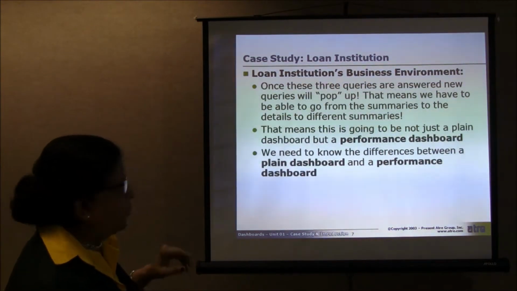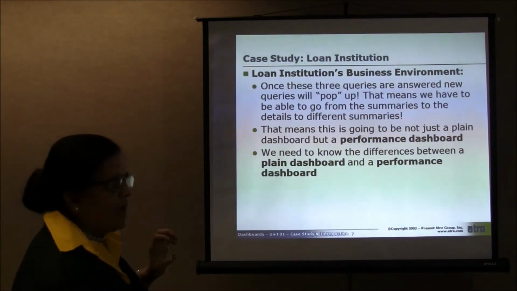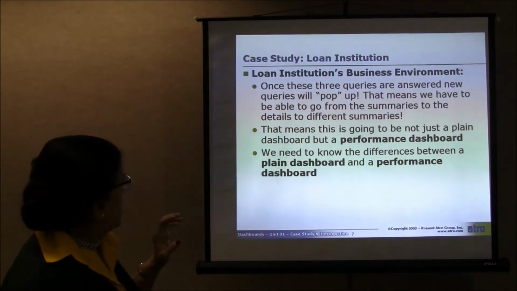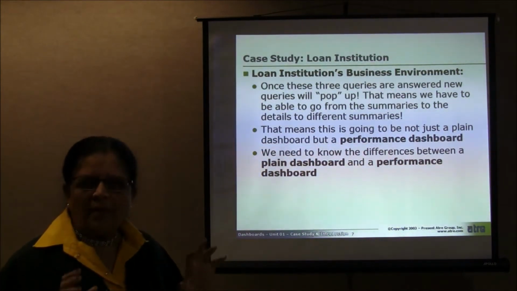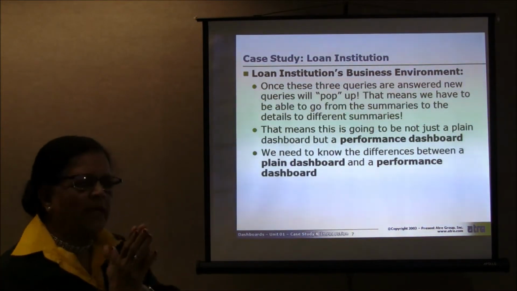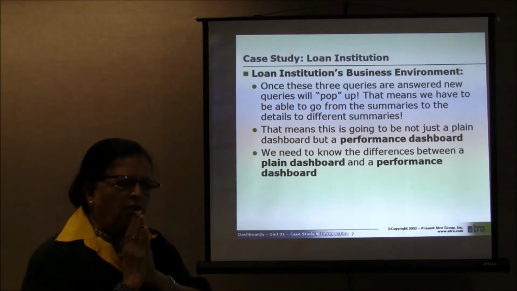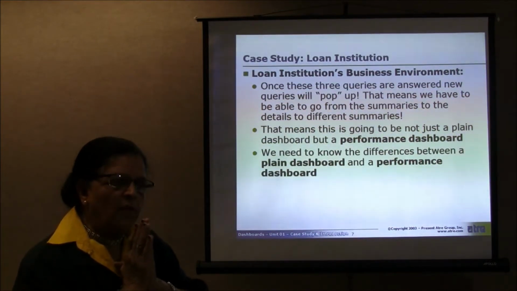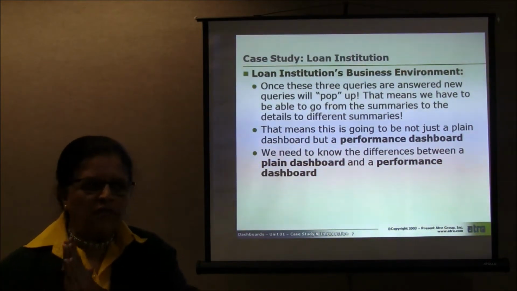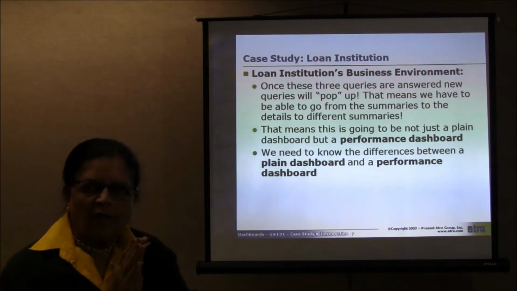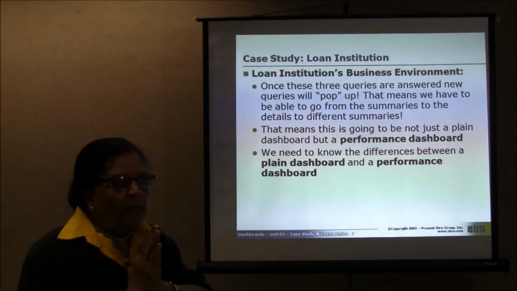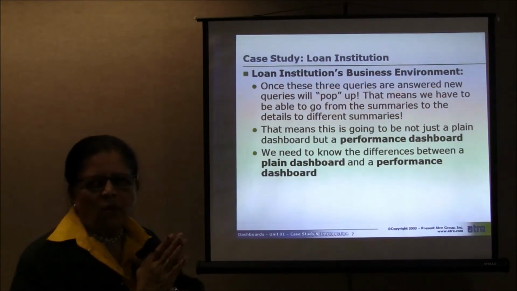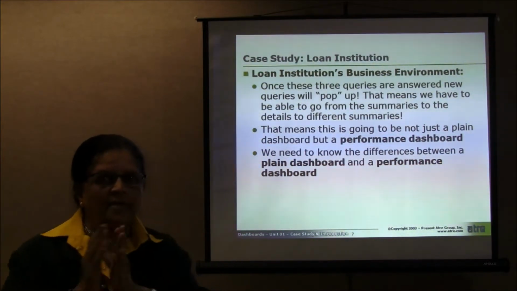Okay. Now, for this loan institution, as we said, scope creep: once these 3 queries are answered, new queries will pop up, because now when they see, oh, you can tell me about the loan center. Now, that's good, but can you tell me for the loan center, for these loan officers, because maybe I have heard somehow that some of these loan officers are doing better than some others.